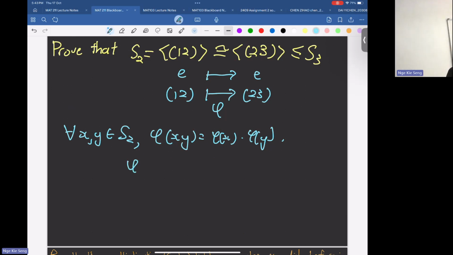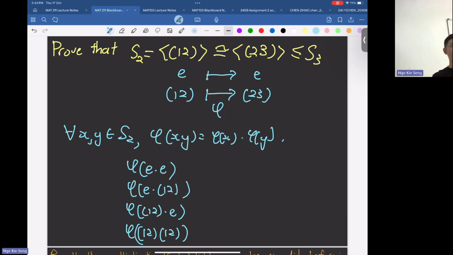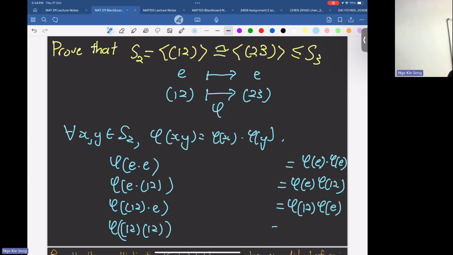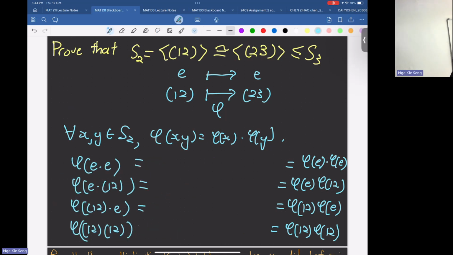So what are the 4 possibilities? Phi of EE, phi of E(1 2), phi of (1 2)E, and then phi of (1 2)(1 2). And on the other side, you want phi E times phi E, then phi E times phi (1 2), then phi (1 2) times phi E, and then phi (1 2) times phi (1 2). Correct. So do you know how to compose elements in S2 or not? You know, right? So what is EE? E. E(1 2) is what? (1 2), and (1 2)E is also the same. And then (1 2) times (1 2) is E.